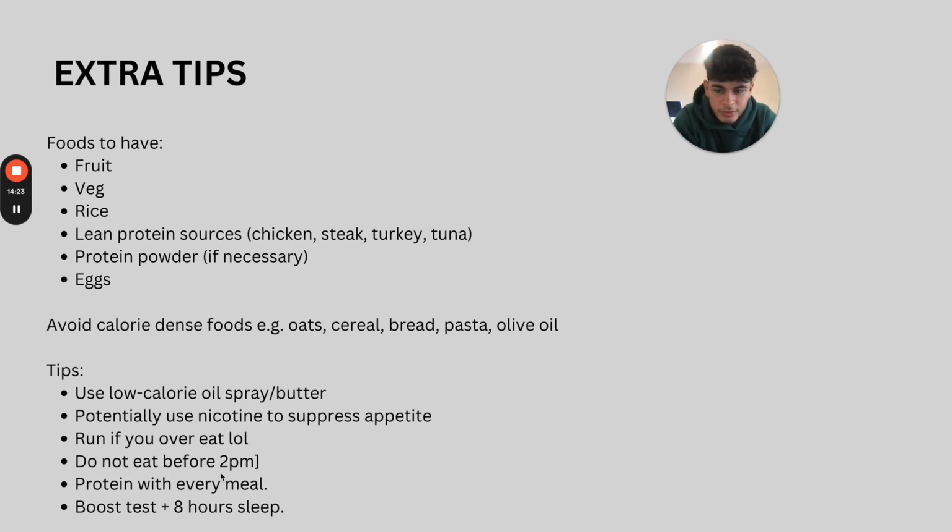Again, don't eat before 2 p.m. You're just going to find it very, very hard to not crave in evenings and your diet's going to go out the window. So don't do that. Protein with every meal. And the last one that makes your life very, very easy: boost testosterone and get your sleep. If you're getting your sleep, you're going to help build muscle and lose fat. And having high testosterone makes you more anabolic. It makes it very, very easy for you to turn stubborn fat into muscle. So it's in your interest to focus on that.